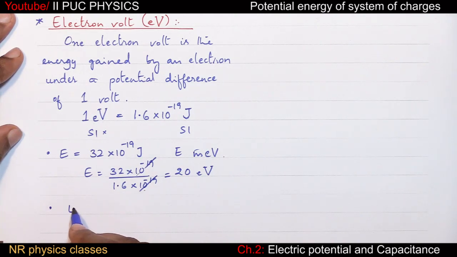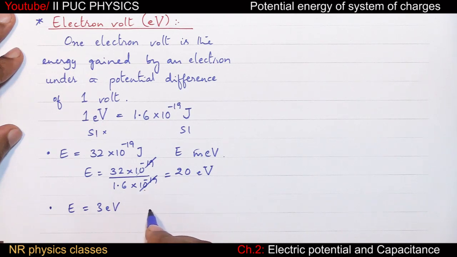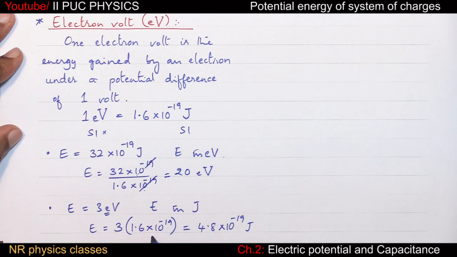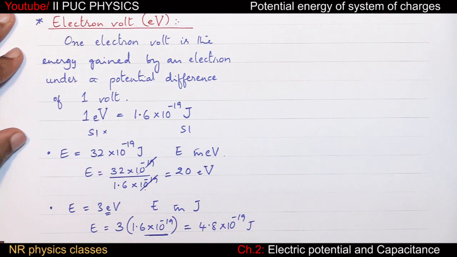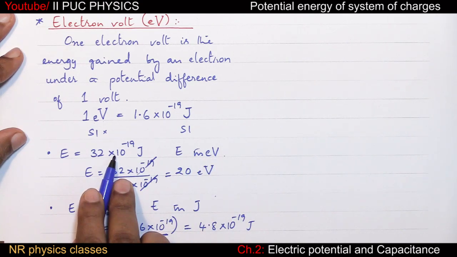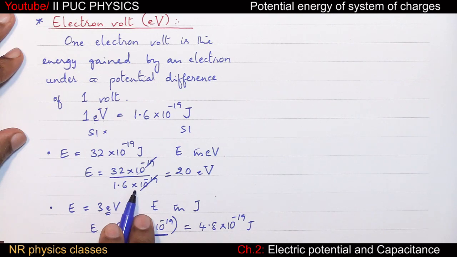Similarly, if energy is 3 eV, what is the energy in joule? E equals 3 into 1.6 into 10 power minus 19, equal to 4.8 into 10 to the power of minus 19 joule. So this is how we can go from electron volt to joule. Electron volt to joule means multiply by the magnitude of charge of an electron. To go from joule to electron volt, divide the energy in joule by the magnitude of charge of electron.